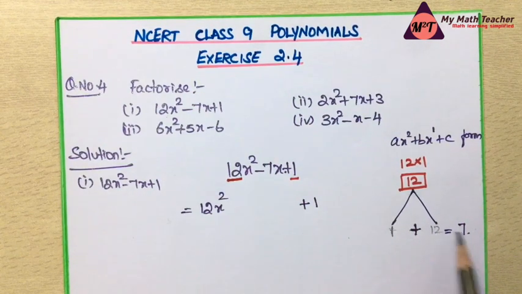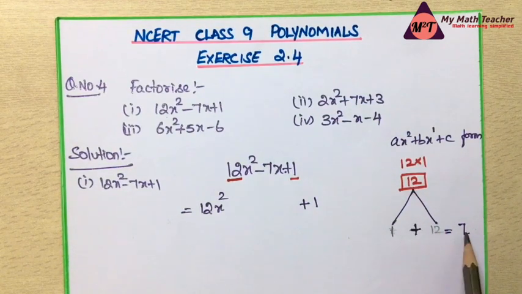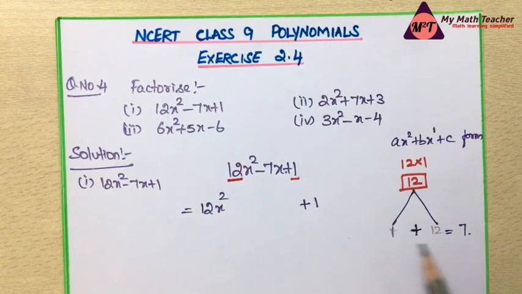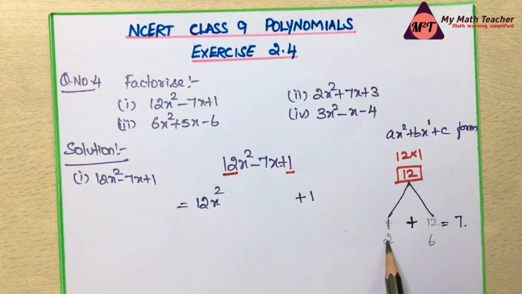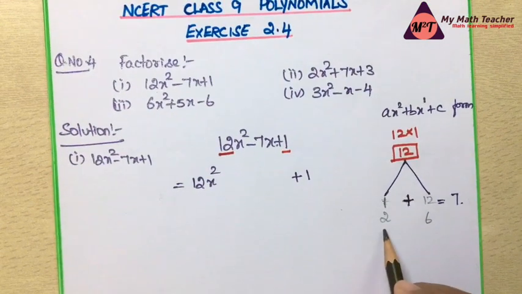1 12s are 12. 1 plus 12 is 13. So this is a wrong choice. This option is not applicable. Now let us go for the next number, that is 2. 2 into 6 is 12. When I add these 2 numbers, 2 plus 6, I will get 8. Then it is again not a correct choice.